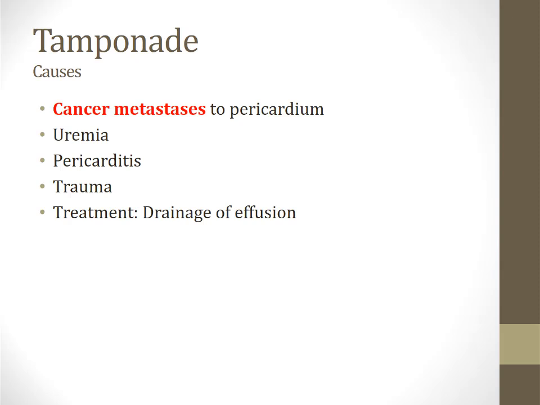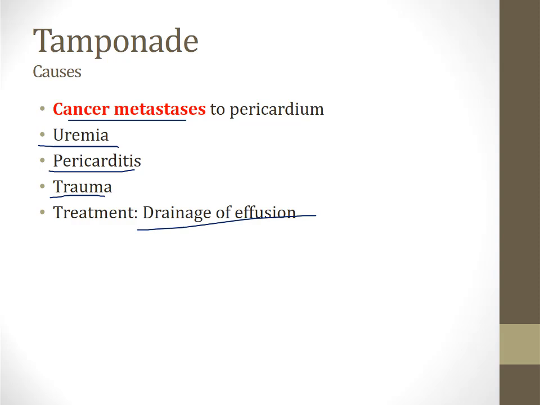Cancer patients often develop this condition because of metastases to the pericardium. That leads to fluid accumulation. Patients who are uremic, I told you before, can develop pericarditis. They may also develop pericardial effusions leading to tamponade. And in fact, any cause of pericarditis can potentially be complicated by an effusion and tamponade. And then finally, as I told you before, trauma can lead to bleeding in the pericardial space, which can rapidly build up a high pressure and cause tamponade. And the treatment of tamponade, no matter what the cause, is to drain the effusion to relieve the high pressure in the pericardial sac.